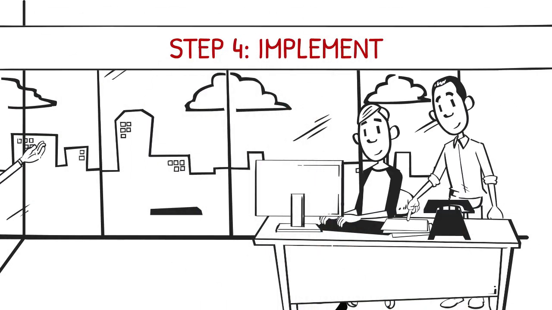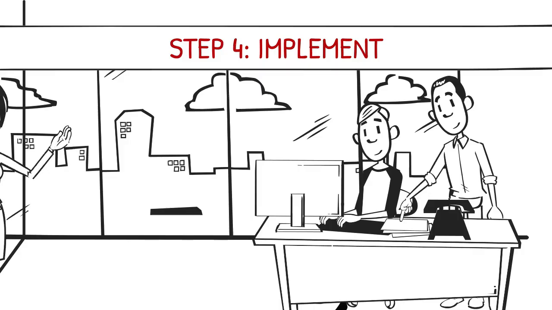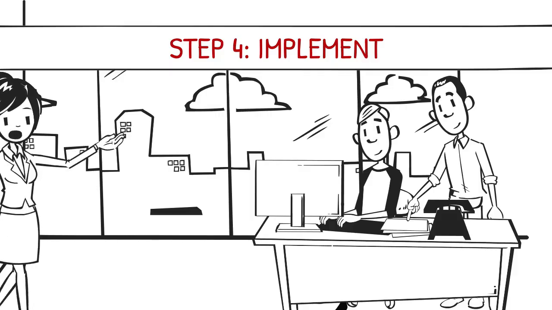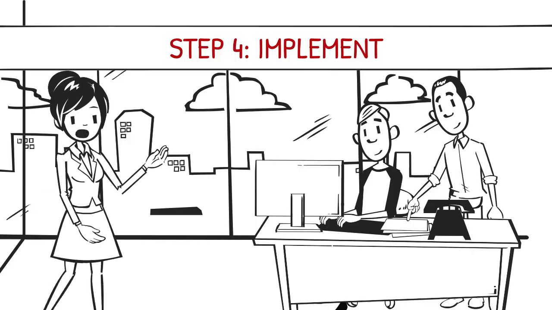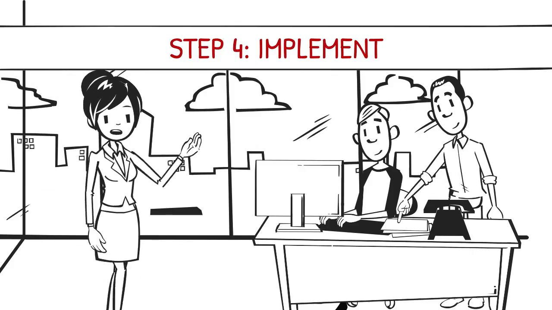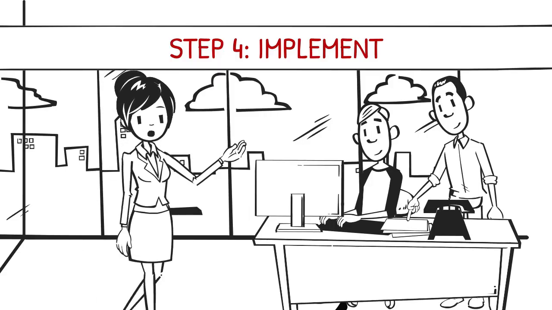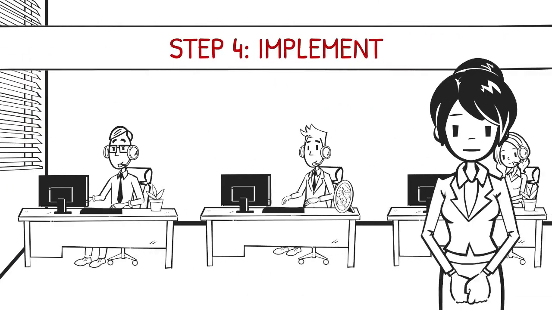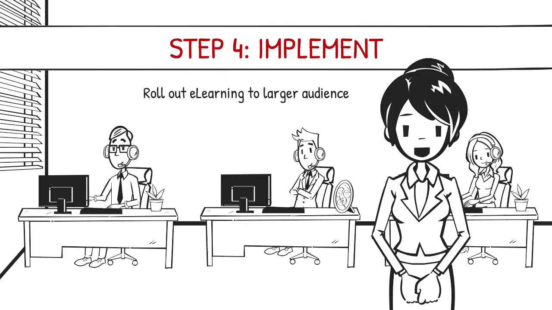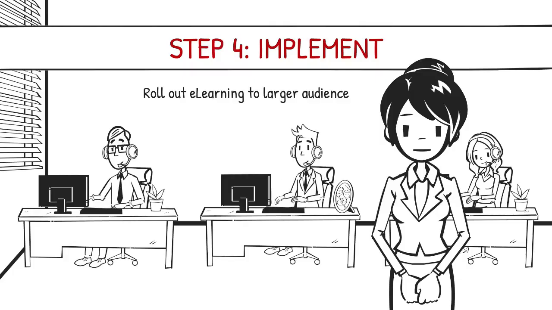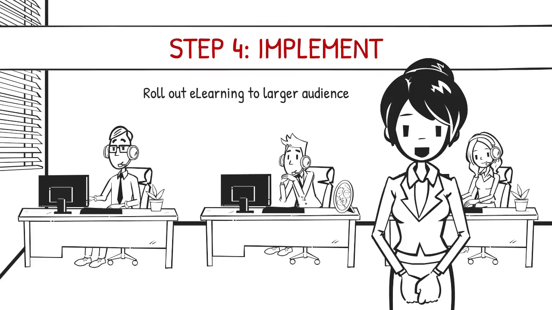Step 4, implement. Once you've built your e-learning course, you should test it thoroughly with subject matter experts, managers, and a small group of learners to ensure that it is accurate and meets the targeted learning goals and objectives. After you've verified that it meets your learning goals and objectives, you'll roll it out to a larger audience. You can upload it to a learning management system to help with enrollments and tracking course completions.